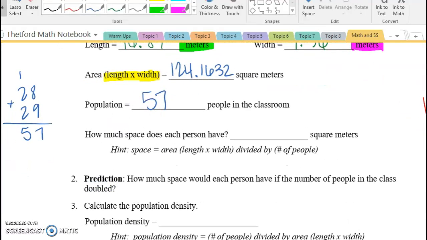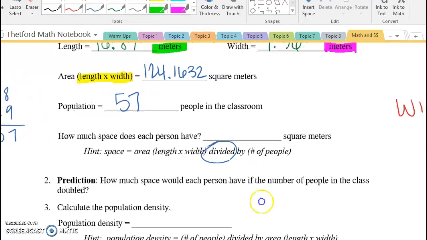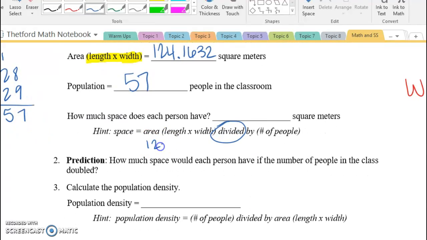So now we need to see, well, how much space would each person have? And this is an equal amount of space. So how much equal space would each person have in this room if we divvied it up evenly? So we take the area, which we know was 124.1632, and we are going to divide that by the number of people in our room. So to write that out, we're going to do 124.1632 divided by 57 people.